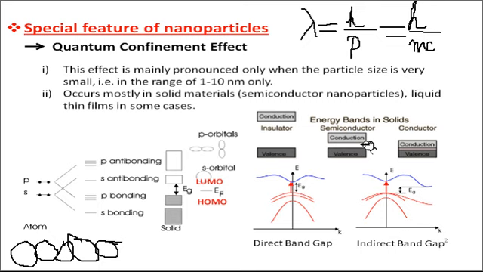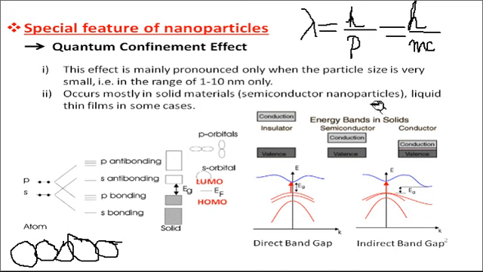Now the third one is conductors, mostly metals, where theoretically there is no gap between the valence band and conduction band. You may not see any gap between the valence band and conduction band in the case of conductors, mostly metals.